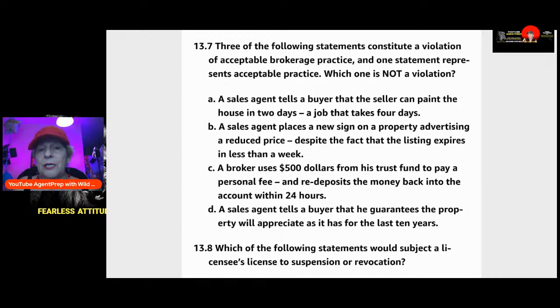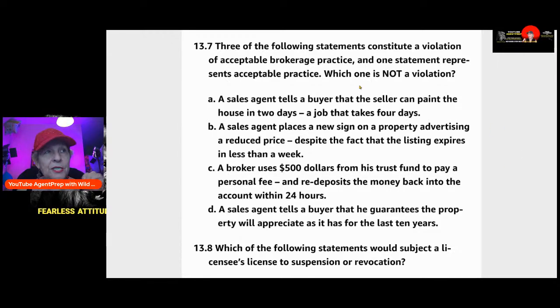D, a sales agent tells the buyer that they guarantee the property will appreciate as it has for the last 10 years. They've got a crystal ball, right? Do we have a crystal ball, right? Can we commingle, right? Can we mislead? So those are little key words in each of the questions, even though they don't exist in the question or the answer. So which one is not?